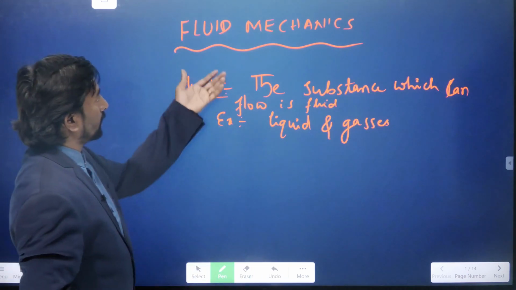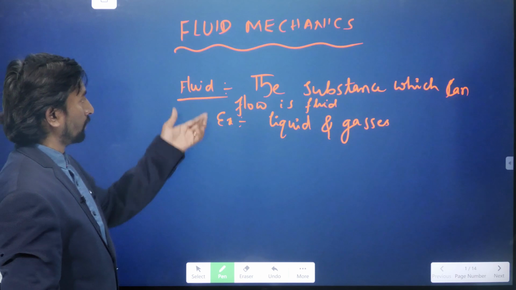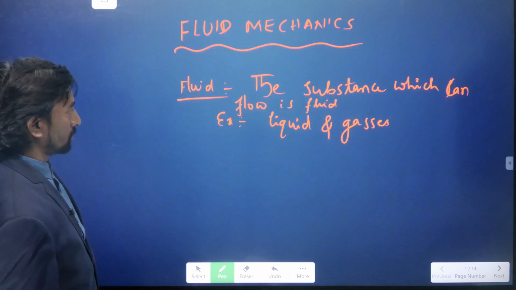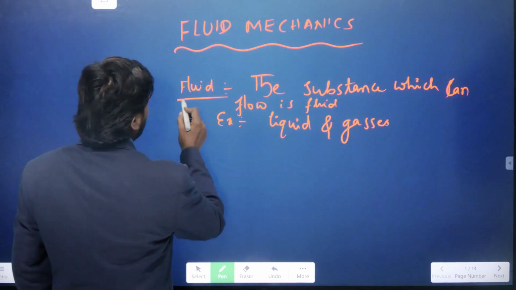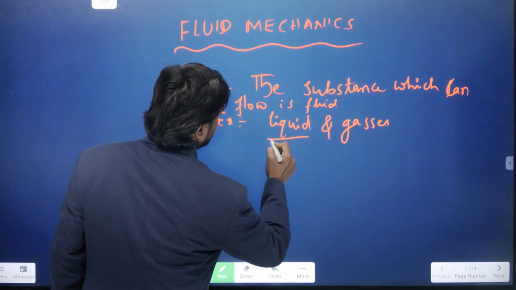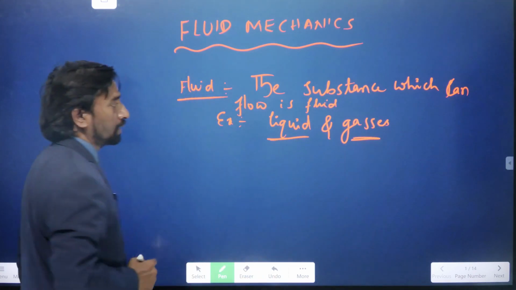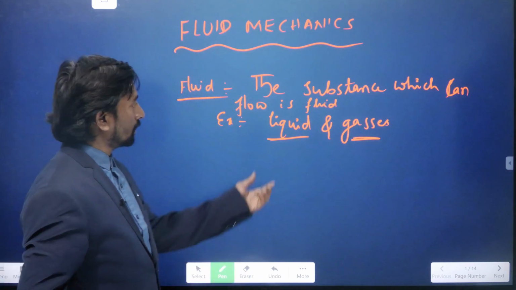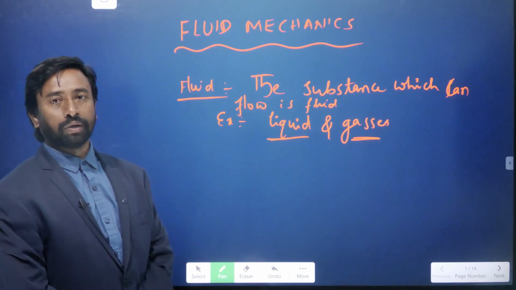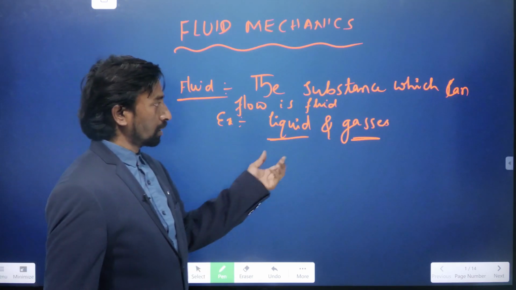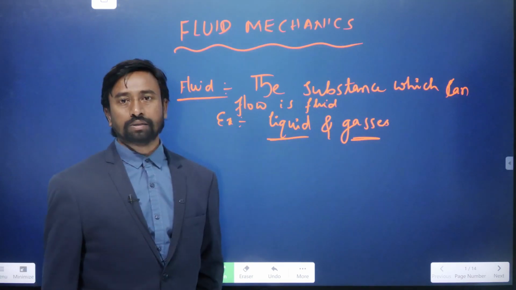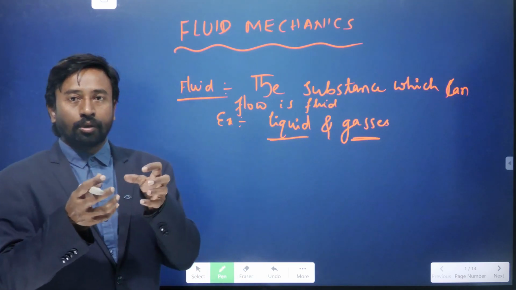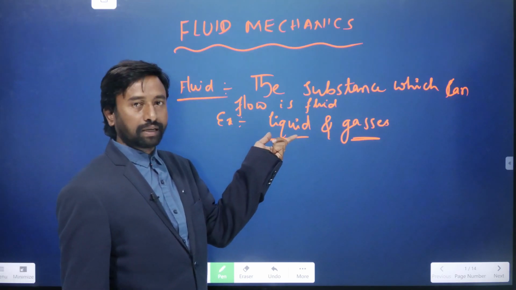Now this fluid mechanics gives the details about the fluids and the nature of the fluids, and we are going to discuss the properties of the fluids in this chapter. Basically it is about liquids and gases. We know that solids have a particular shape and size, whereas liquids and gases don't, because of the intermolecular forces. In solids the strongest intermolecular forces are there, so all the molecules are closely packed.